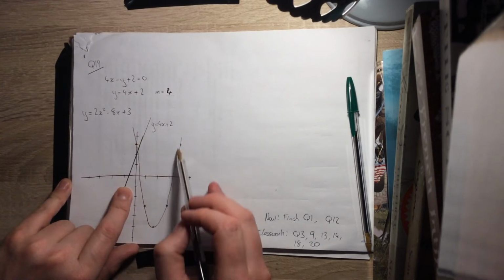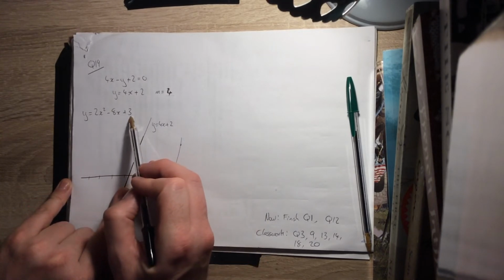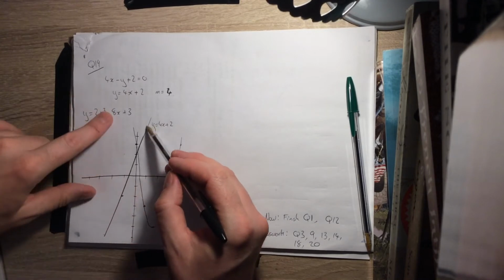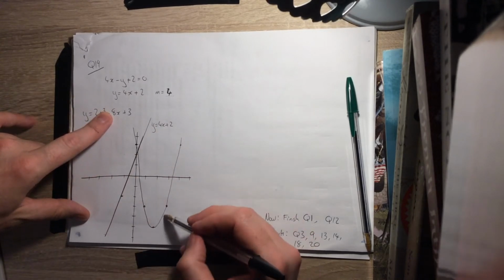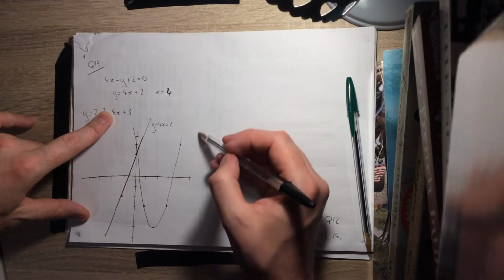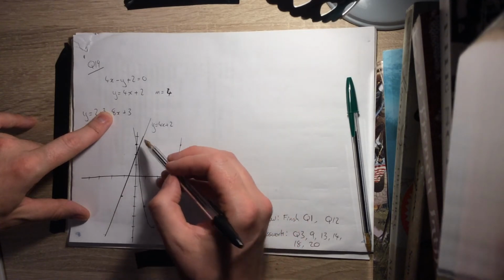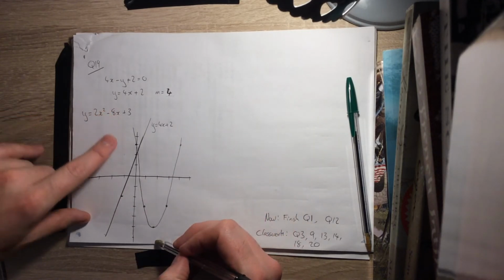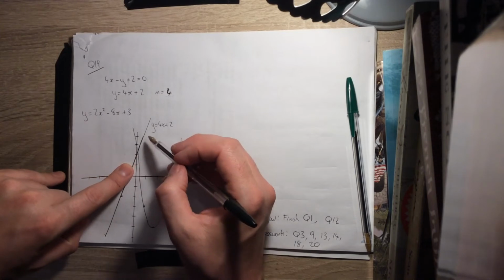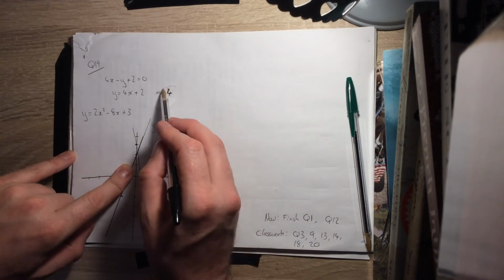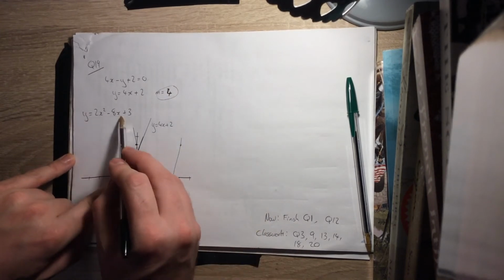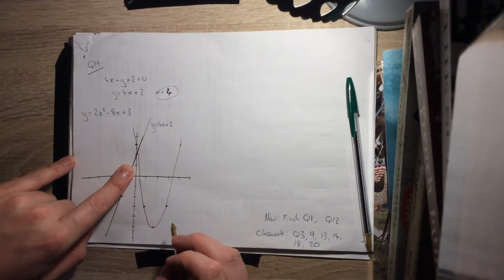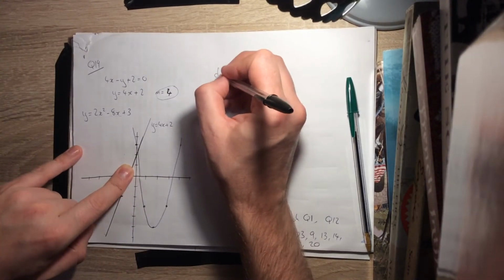Here's our curve, 2x squared minus 8x plus 3. Here's our line, 4x plus 2. So we're looking for a point on the curve where the tangent has the same slope as this. Okay, well, the slope of a tangent we know is just dy/dx. So we're saying, where is dy/dx of this function going to equal 4?